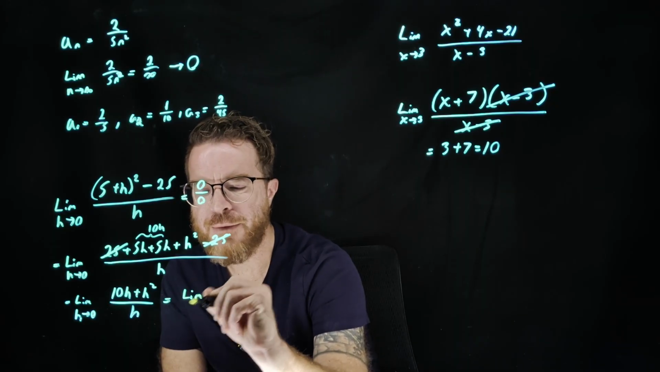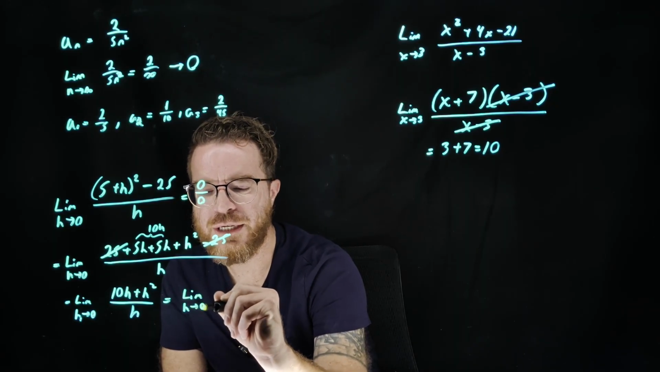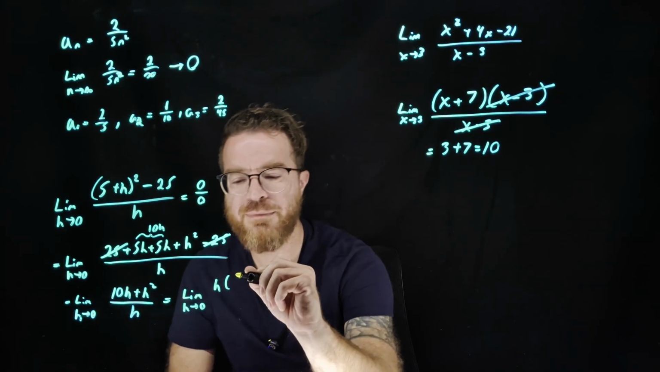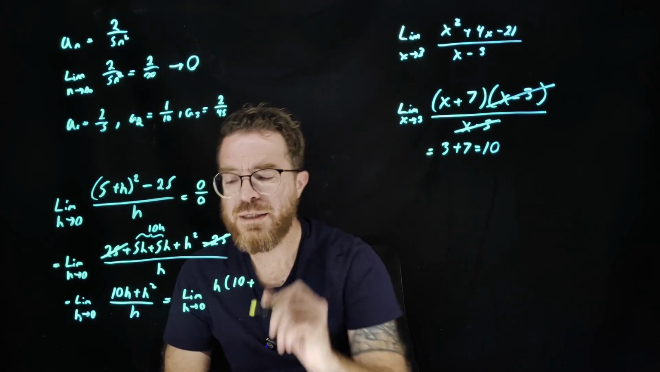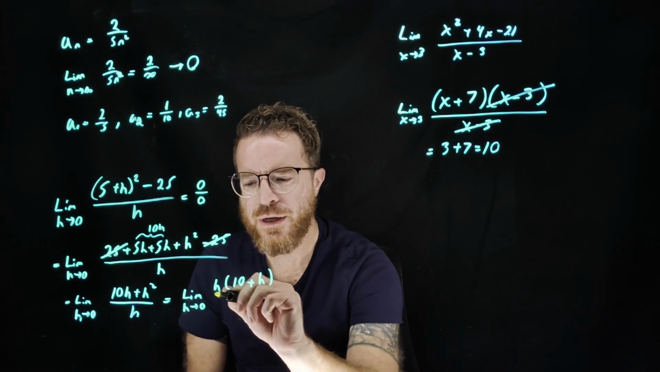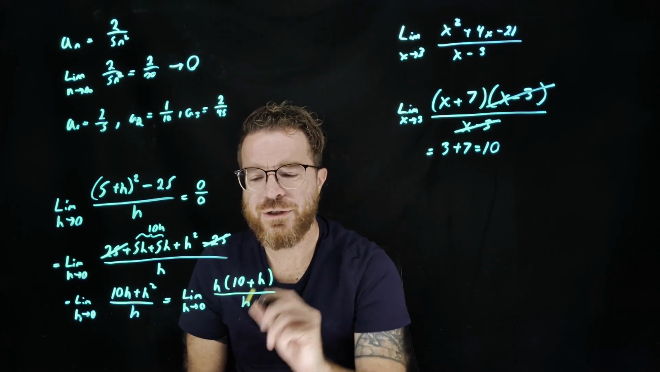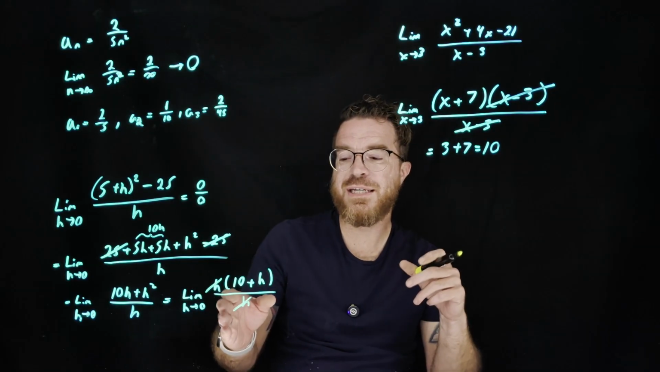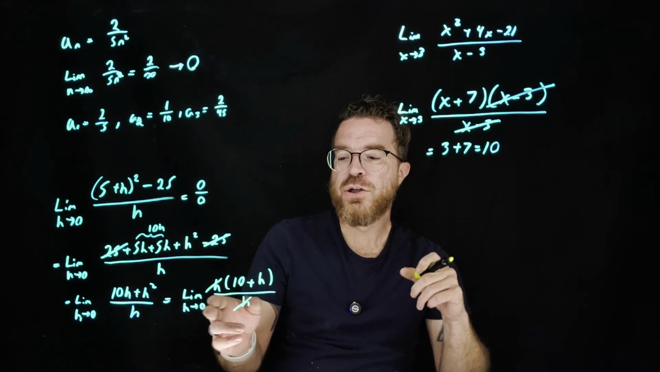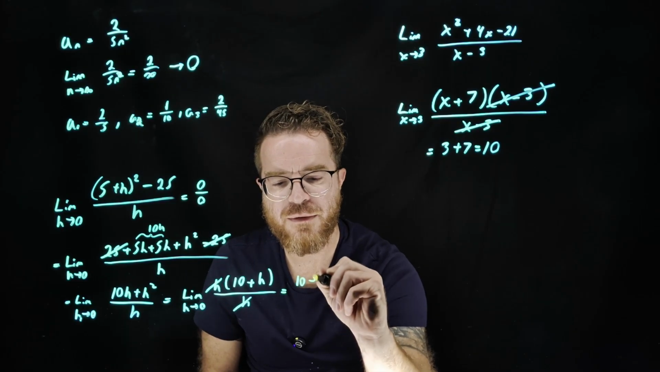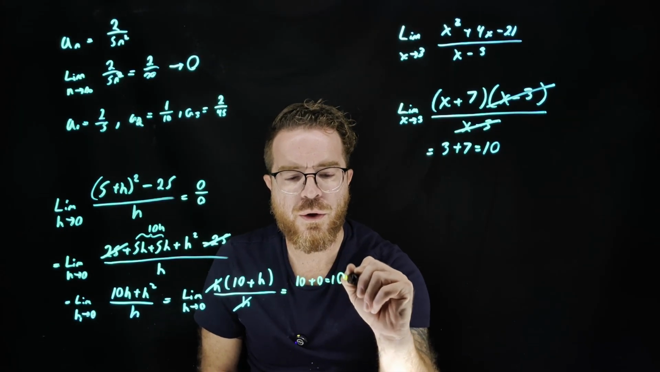So this is going to be the limit as h goes to 0, I'm going to pull an h out. So if I pull an h out of 10h, that's going to leave me with 10 plus. And if I pull an h out of h squared, I'm going to be left with h. And then this is divided by h. So this h will cancel with this h, and I'm left with the limit as h goes to 0, 10 plus h. So when I plug that 0 in, I'm going to be left with 10 plus 0, or 10.